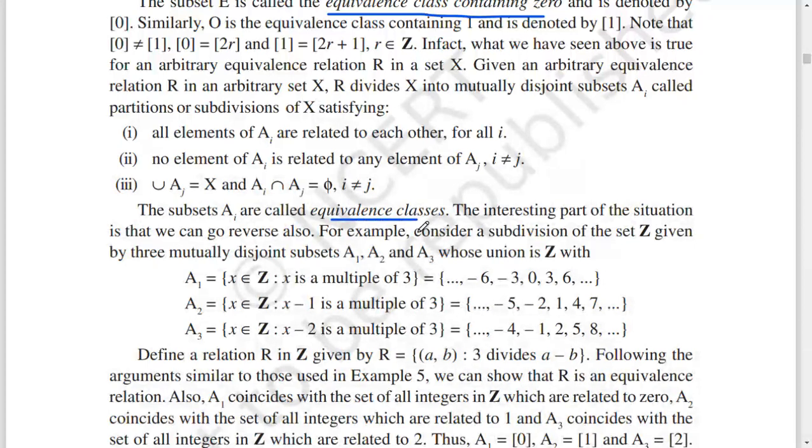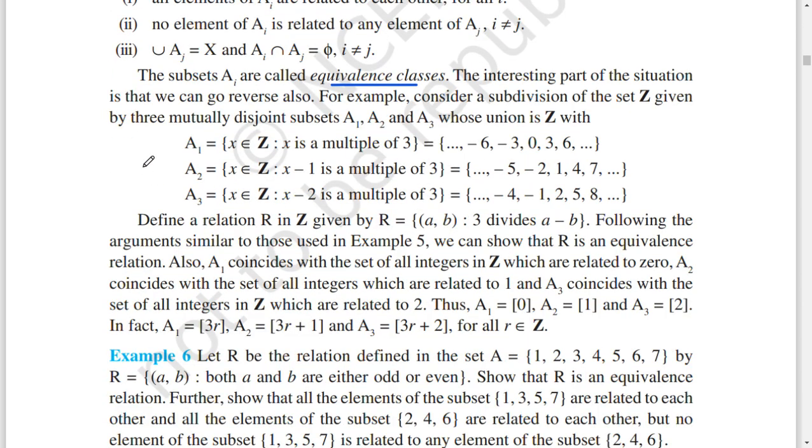The interesting part of the situation is that we can go in reverse also. For example, consider a subdivision of the set Z given by three mutually disjoint subsets A1, A2 and A3 whose union is Z, with A1 equal to {x belongs to Z: x is a multiple of 3} equal to {..., -6, -3, 0, 3, 6, ...}, A2 equal to {x belongs to Z: x minus 1 is a multiple of 3} equal to {..., -5, -2, 1, 4, 7, ...}, A3 equal to {x belongs to Z: x minus 2 is a multiple of 3} equal to {..., -4, -1, 2, 5, 8, ...}.